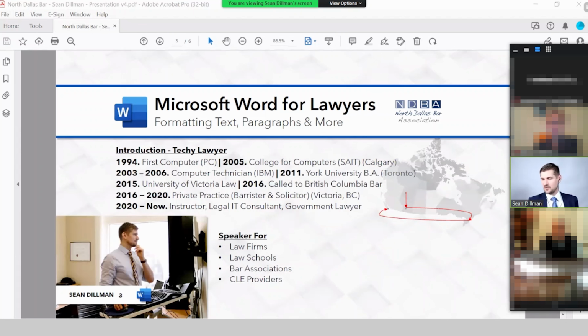So this is about me. This is kind of my tech lawyer bio. I have different bios for different facets, but essentially in 1994, I was 10 years old. That's when I got my first computer. After I got out of high school, I went to college to study computers. Then I was a technician for IBM for about 3 years, and from then I've always fixed computers for family or friends or kind of as a contractor.